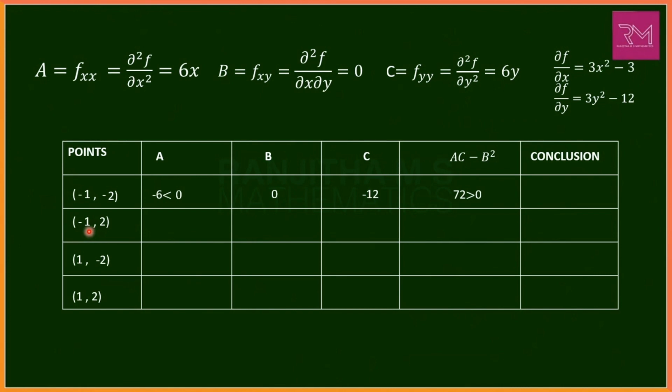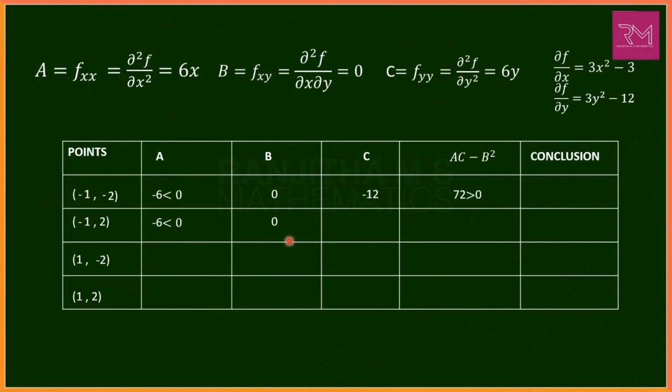In the next step, we have to substitute the x value as minus 1 and the y value as 2. Hence we get the A value as 6 into x, which is minus 1, so the value is minus 6, which is less than 0. For the B value, there are no x and y terms, hence we can take the B value as 0 itself.